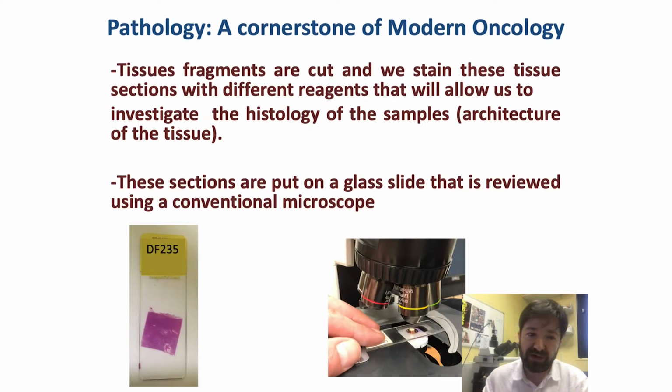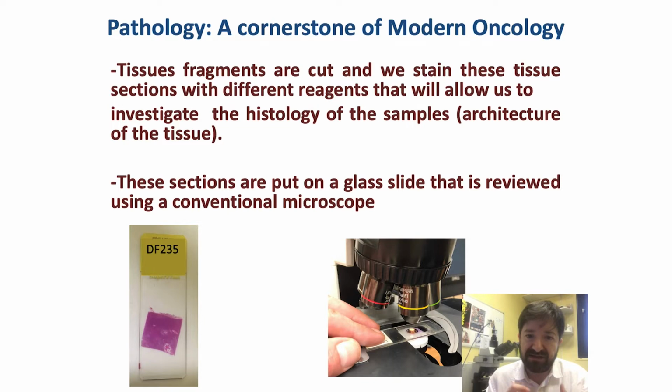What do we do in pathology labs? We receive the tissue fragments, either from biopsy or surgical resection specimen, and we cut this tissue fragment and make stains on it. And these stains allow us pathologists to investigate the histology of the sample, the histology of the tissues. It's the way the cells are arranged together, and also we look at how the cells look.